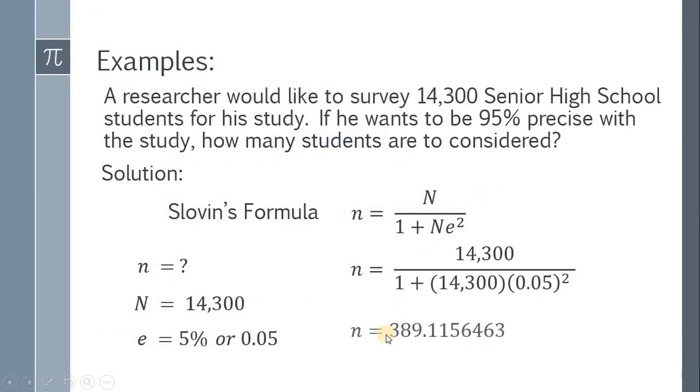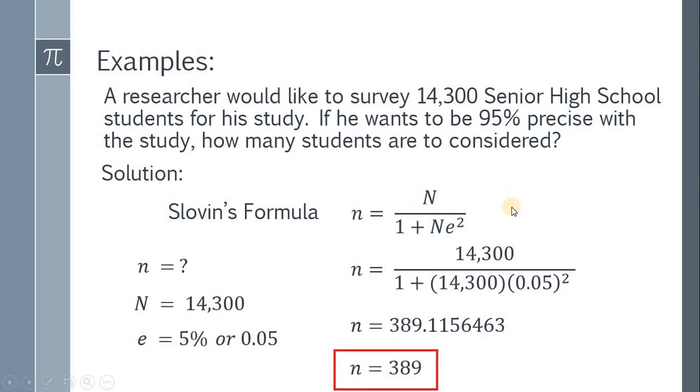Balik tayo. So 389.1156463 and so on and so forth. Now, round up to the nearest whole number. So, since yung kasunod ng 9 ay 1 lang, so hindi na madagdagan yung 9. Therefore, our final answer is 389 students. So, how many students are to be considered? And the answer is 389. And we're done.